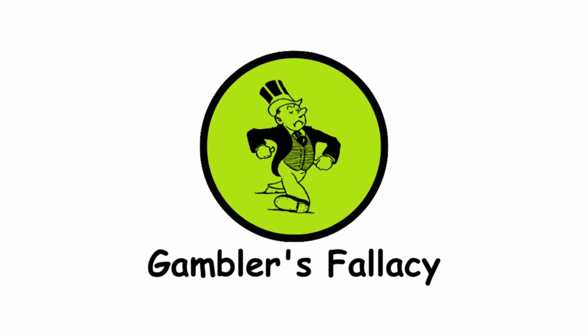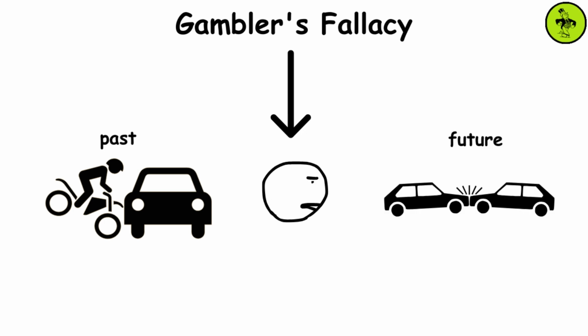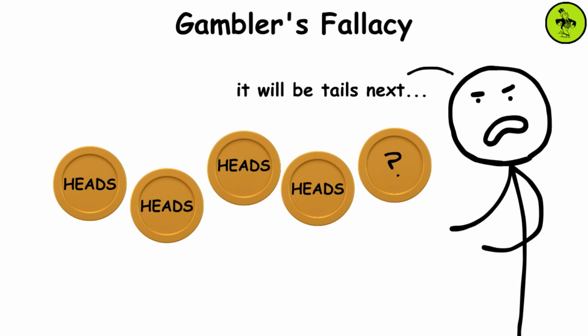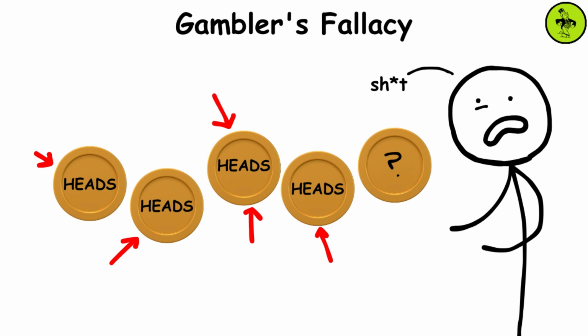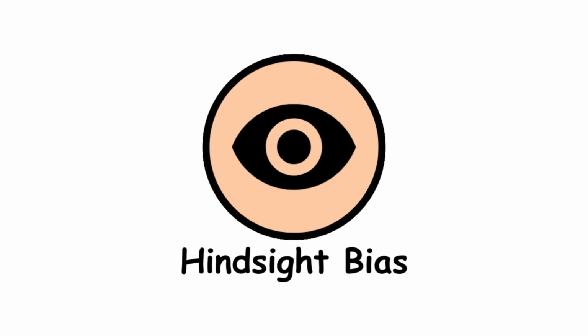Gambler's fallacy. The gambler's fallacy is where individuals believe that past random events can influence the outcomes of future random events. If a coin lands on heads multiple times in a row, someone might incorrectly believe that tails is more likely to occur next to balance the outcome. In reality, each coin flip is independent of the previous ones, and the probability of heads or tails remains the same with each flip. Hindsight bias.